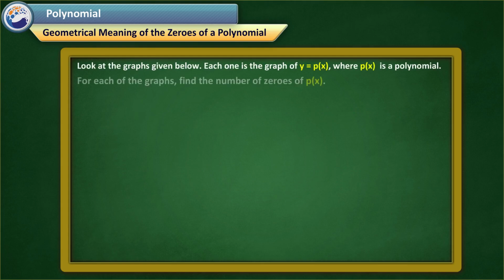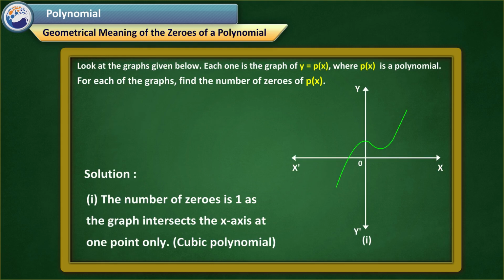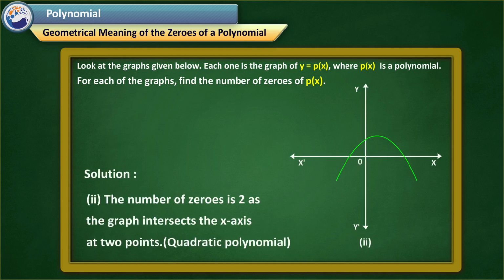Look at the graphs given below. Each one is the graph of y is equal to p of x, where p of x is a polynomial. For each of the graphs, find the number of zeros of p of x. Solution. 1. The number of zeros is 1 as the graph intersects the x-axis at one point only. Cubic polynomial. 2. The number of zeros is 2 as the graph intersects the x-axis at 2 points.